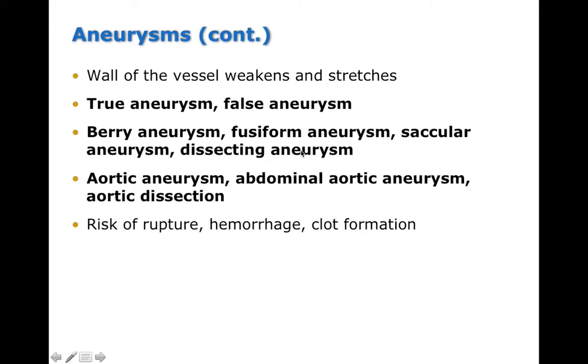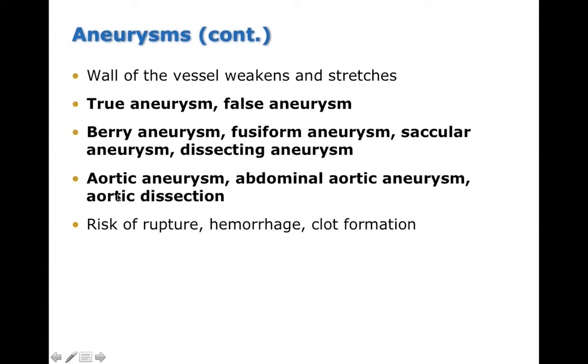Now, dissecting aneurysms are essentially where the vessel wall begins to separate or dissect, and then blood starts to accumulate in the space between the vessel walls. They can also be named for where they occur. So if it's an aortic aneurysm, it's typically going to be the ascending aorta or the arch of the aorta. They can even be specific too, like the abdominal aortic aneurysm or AAA. These are really common where the aorta splits into the common iliac arteries.